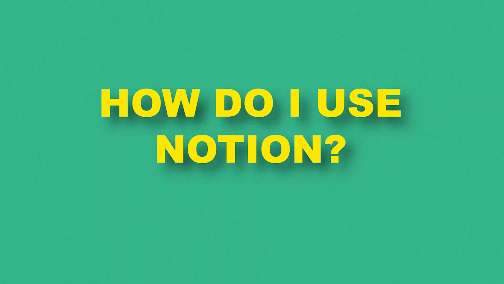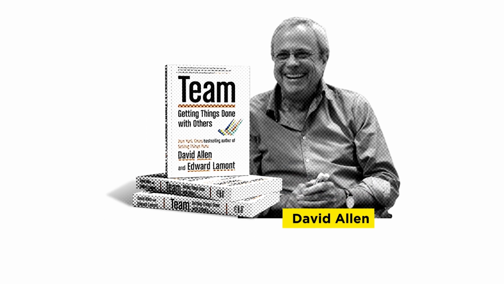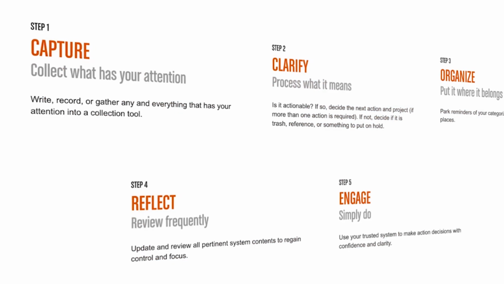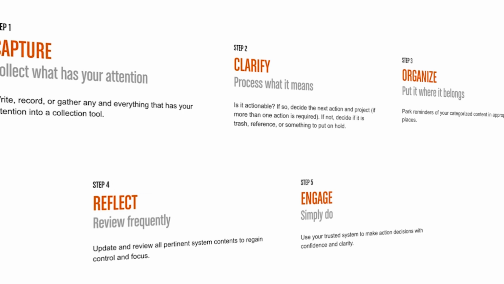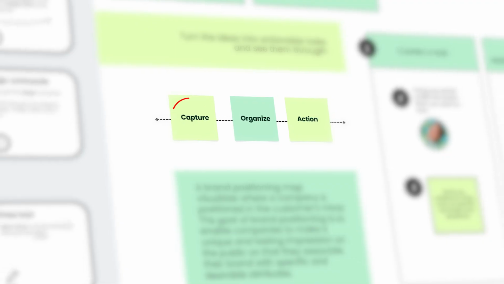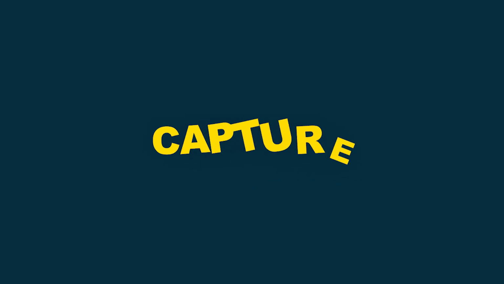So how do I use Notion? I follow David Allen's Getting Things Done, which involves capturing tasks and ideas instead of trying to remember everything, organizing them, and following up on what we have captured. In my productivity system, I have simplified it into 3 categories: capture, organize, and action. Let's see how this 3-step process works in my Notion.